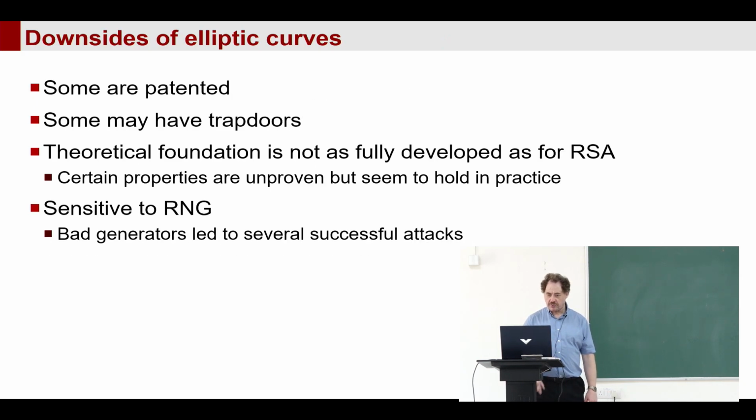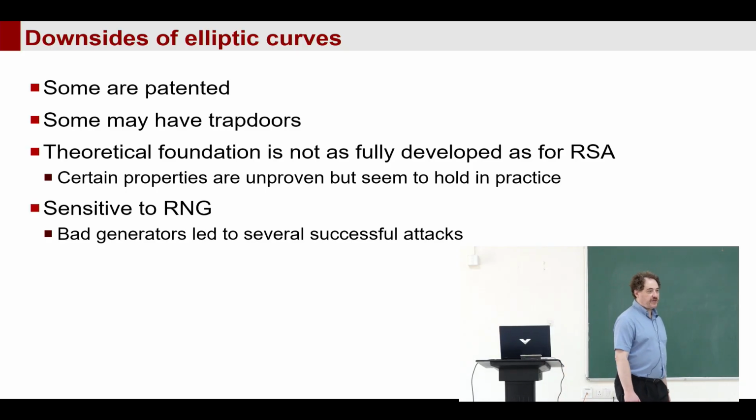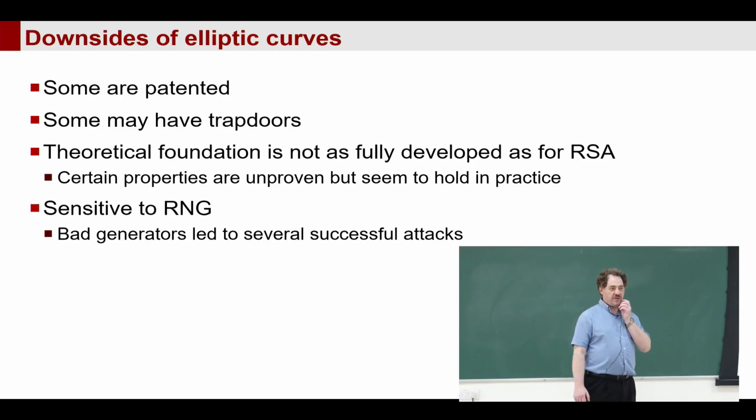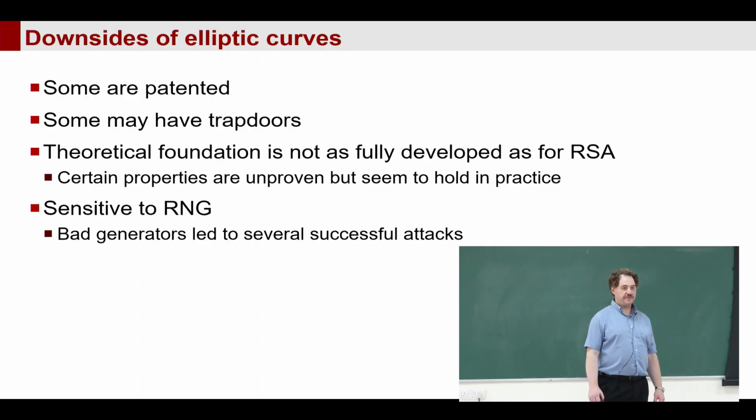There are additional downsides of elliptic curves. Some of them are patented. Some may have trapdoors. Some of the elliptic curves were developed by the NSA or in collaboration with the NSA. And people are a bit afraid that the NSA actually knows how to break the elliptic curves, so it could tap into the communication.